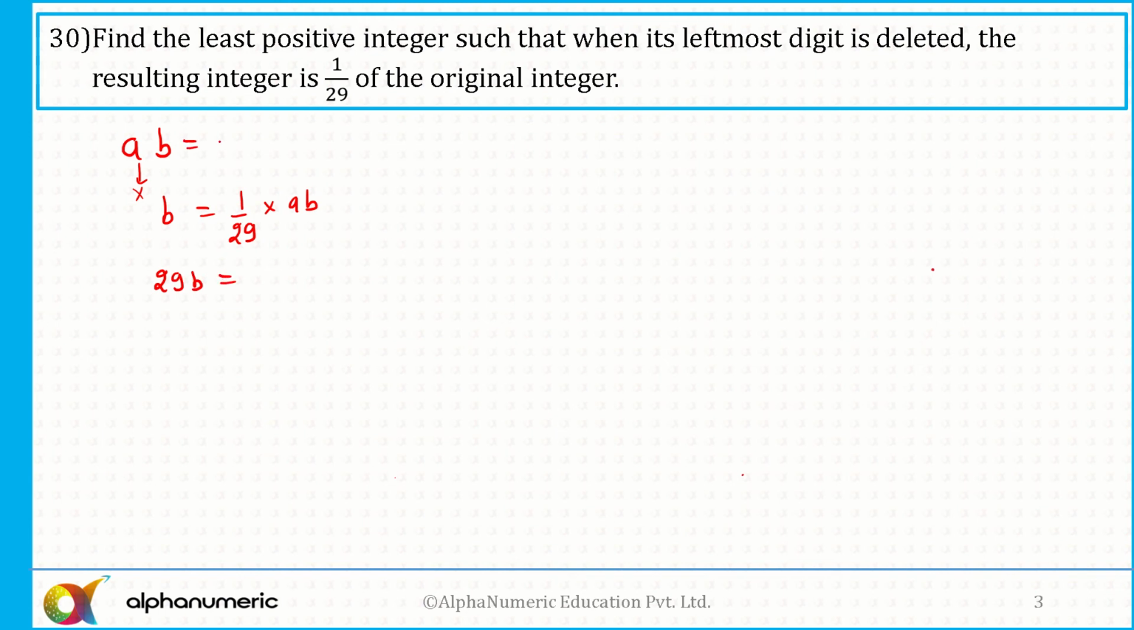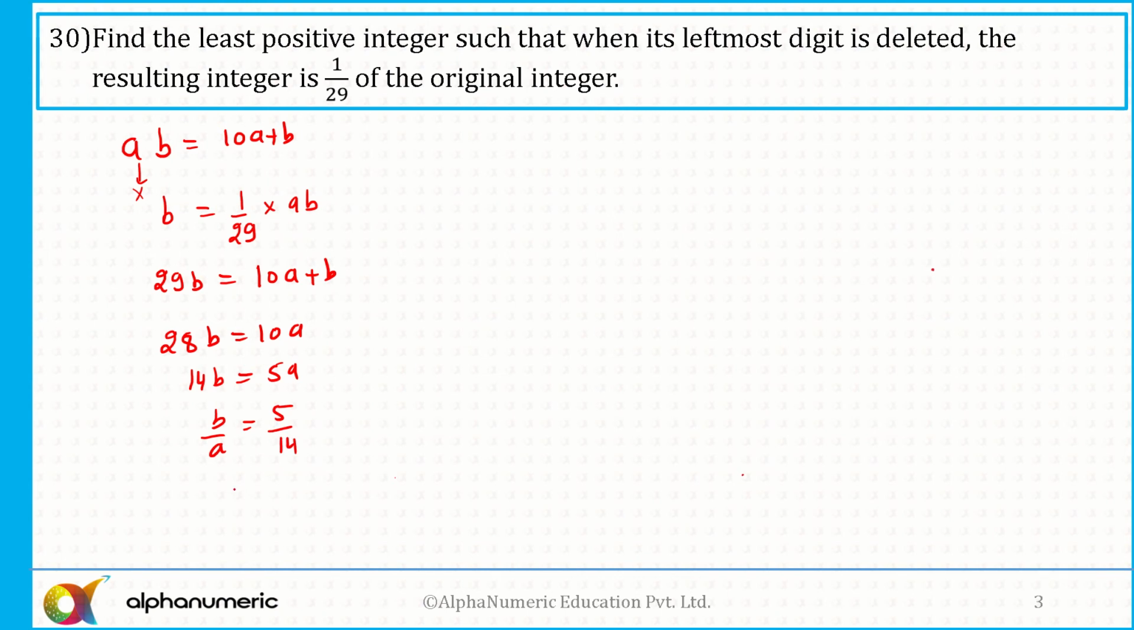Now remember AB is a 2-digit number, which is 10A plus B. So 29 times B is equal to 10A plus B. From here I'll get 28 times B is equal to 10 times A, or 5A is equal to 14B. So from here we can say that B by A is equal to 5 by 14. So the smallest possible value of B is 5 and A is 14.